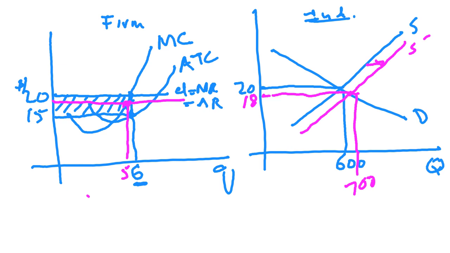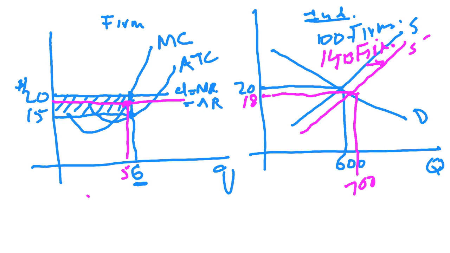So total 140 firms are now in this market. If you remember, initially we had 100 firms. Now, because of this profit, 40 additional firms will enter. So now I have 140 firms. 40 firms entered into this industry.